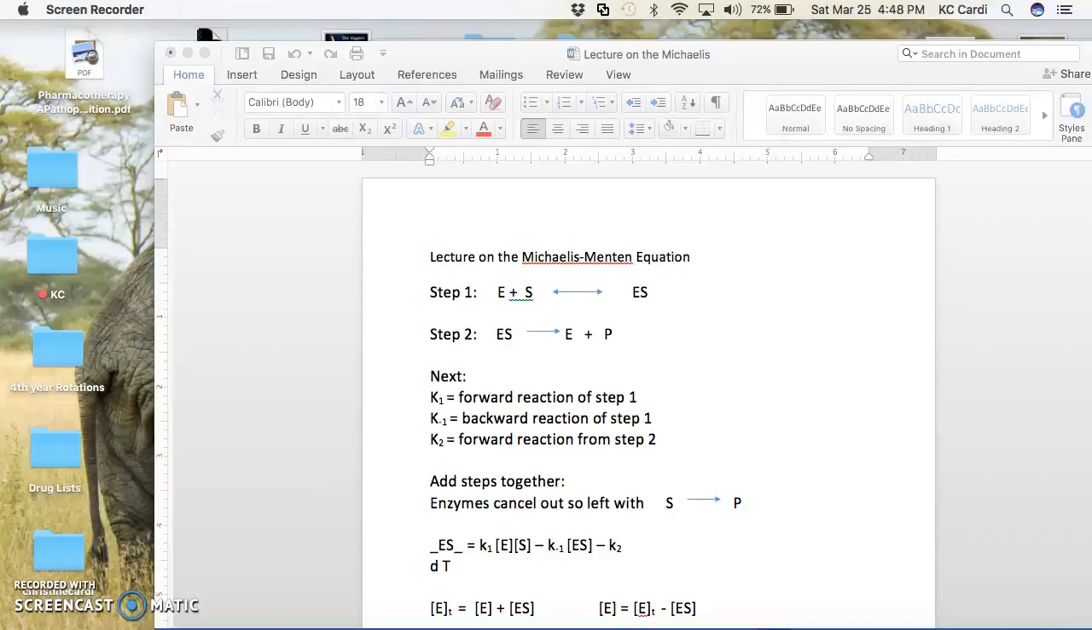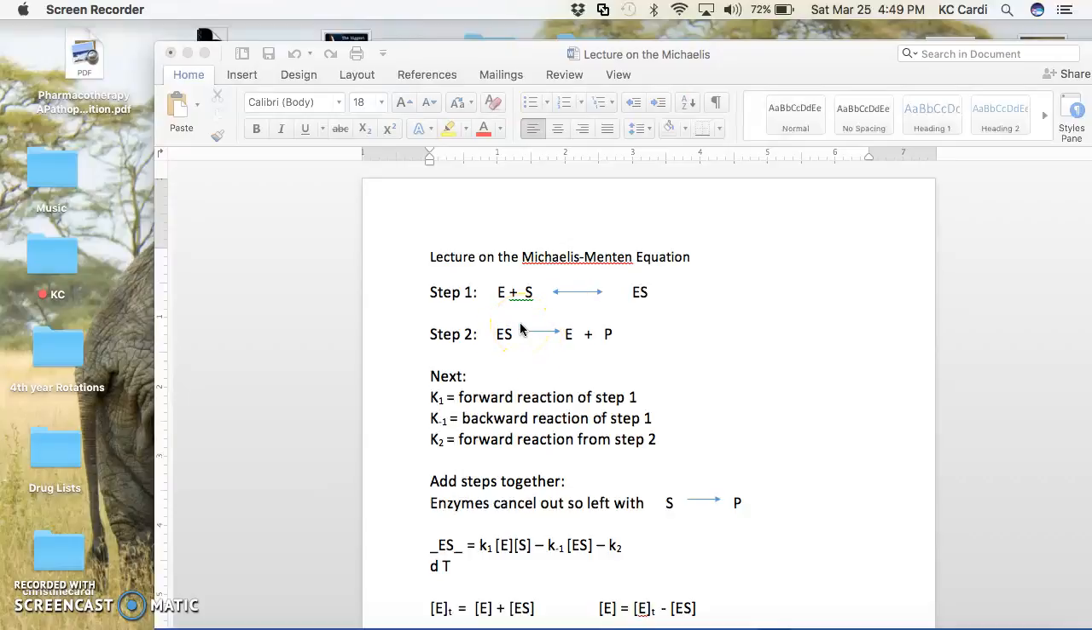Okay, I'm going to give a lecture on how to derive the Michaelis-Menten equation, which is used to help describe the kinetics of enzymes as they react with substrates. To begin with, step one is where an enzyme plus a substrate combines to make ES, or an enzyme substrate complex, otherwise known as the Michaelis complex. If you'll notice in this reaction, there are double arrows because the reaction can proceed forward or backward.